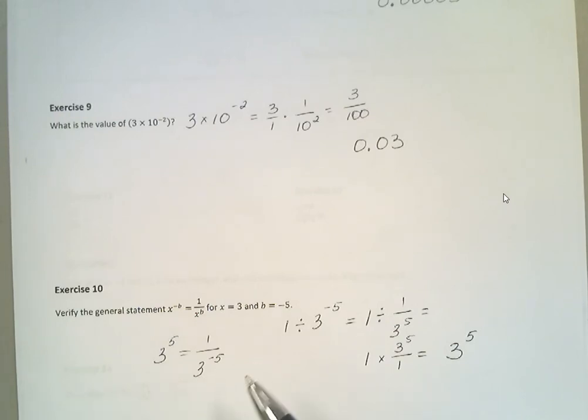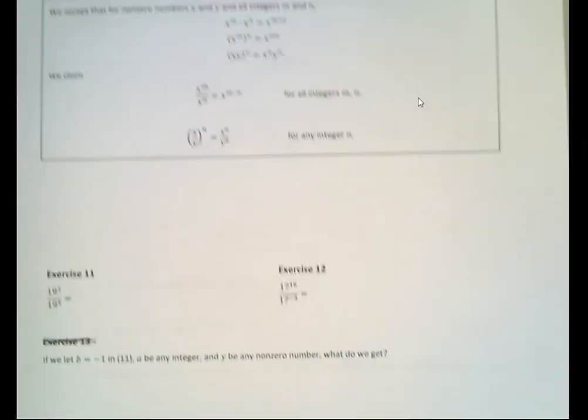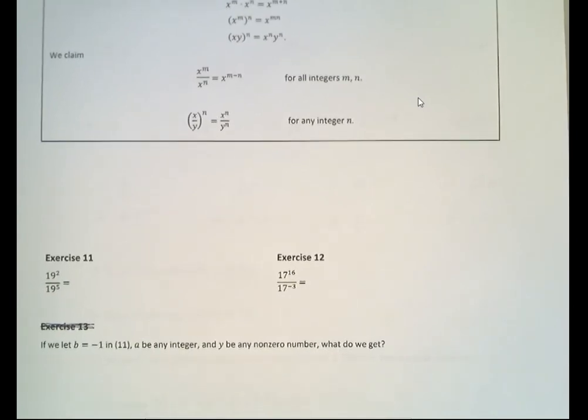So every time when we have a negative exponent in the denominator, I can change it into the numerator with the same positive exponent, and vice versa. If I have a number with the positive exponent in the numerator, I can bring it down to the negative exponent in the denominator. Let's take a look at a couple more problems here. Now, exercise 11 and 12.